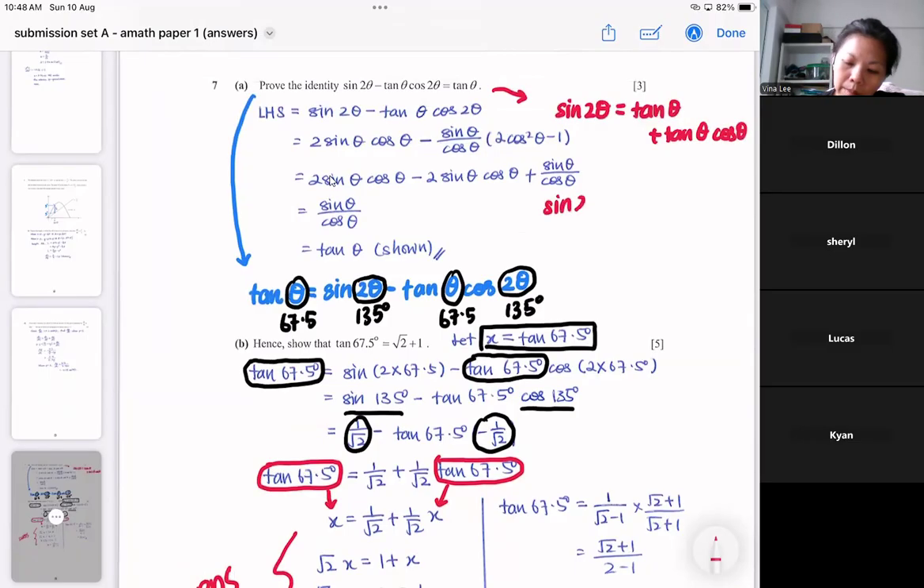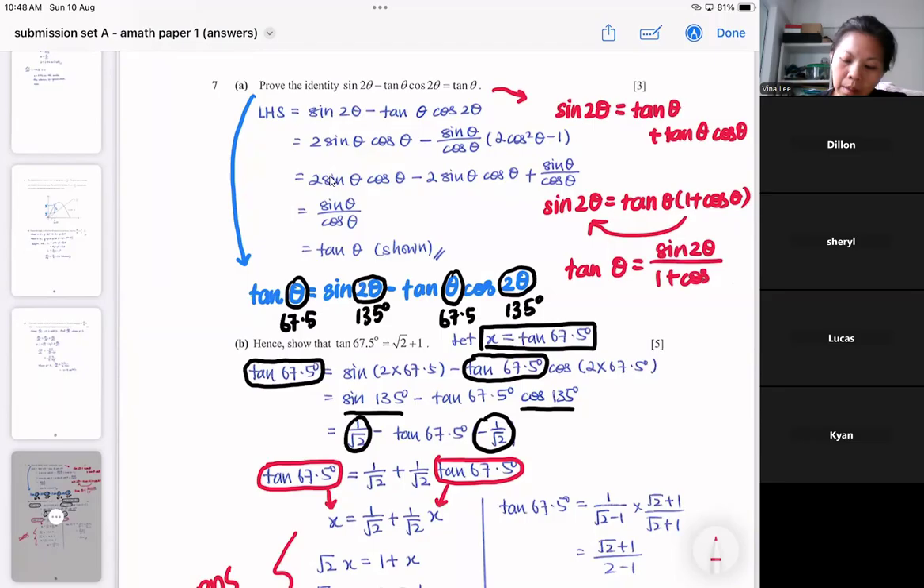Okay, so some of you did something like this. And then eventually you get tangent theta equal to this. If you have done it this way, you will also get it correct. So you change this one to 67.5, this one 135, 135. As long as you do it in the third, you will end up answering a third question. Those who got it wrong, you can give it a try later.